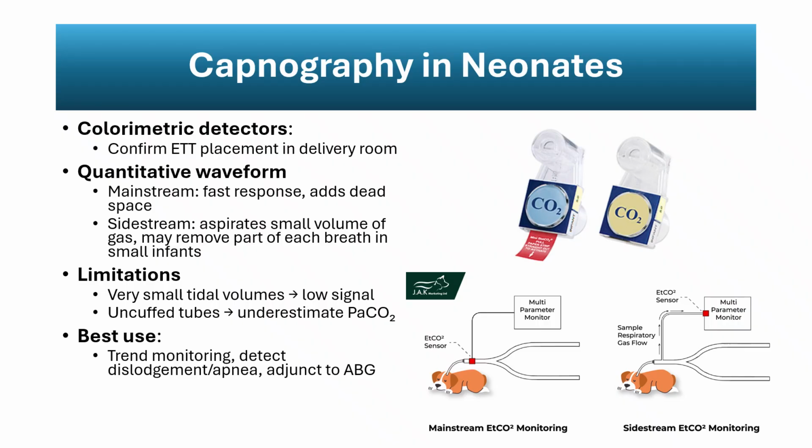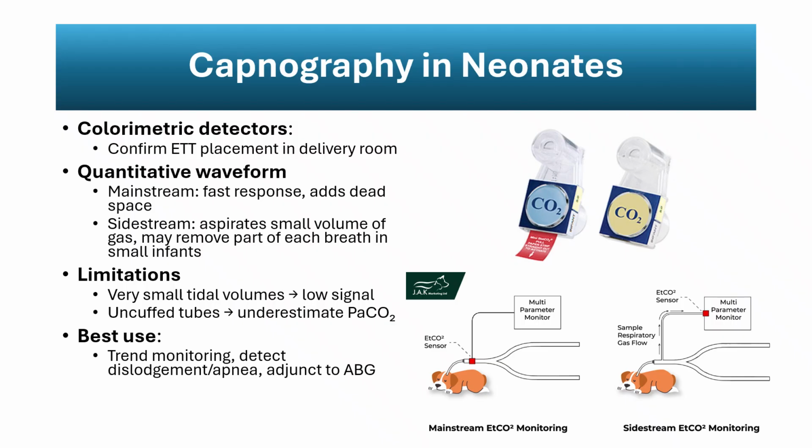Capnography provides additional information about ventilation and airway patency, but its utility in neonates is limited by small tidal volumes and airway leak. The first component is the colorimetric detector, used primarily in the delivery room. It confirms endotracheal tube placement by indicating the presence of exhaled carbon dioxide, but it is not a quantitative tool. The quantitative waveform is available through mainstream and side stream sensors.